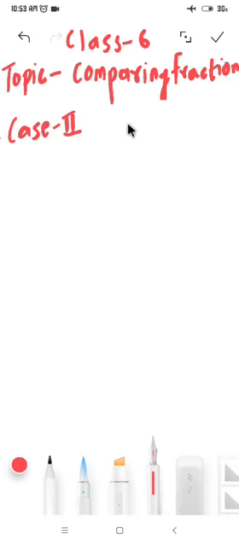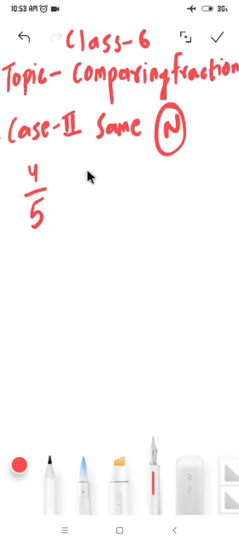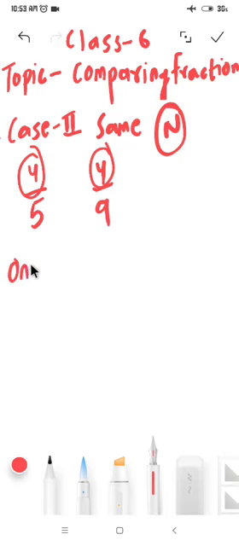If the fractions have the same numerator, okay, here N stands for numerator. For example, 4 upon 5 and 4 upon 9. Look at here, in both the fractions their numerators are the same. Here 4 and here also 4. So if the numerators are the same, then you have to look only at the denominator value.